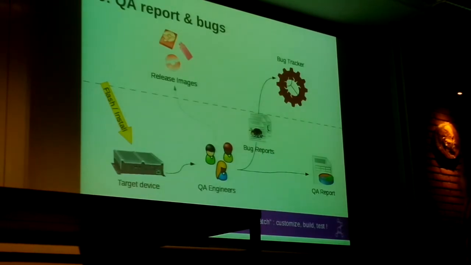Then, of course, at the end, we have some QA team that will make some tests, a manual test or automated test, then push some reports. Of course, they will note some bugs and put the bugs on the bug tracker. And given the reports, if they think that the snapshot is quite good, perhaps it will be released as a daily snapshot, a weekly snapshot, a milestone release. Okay.